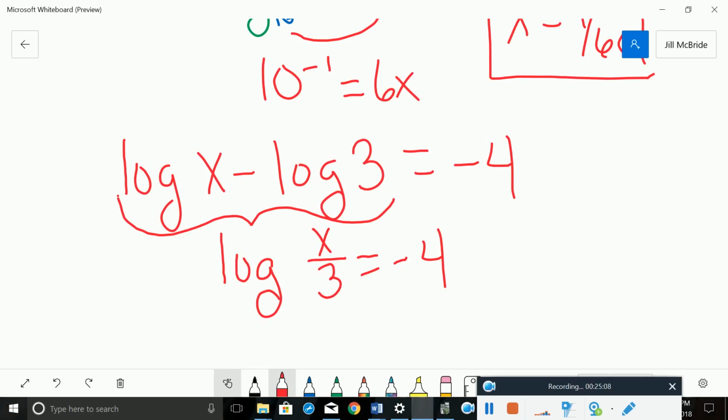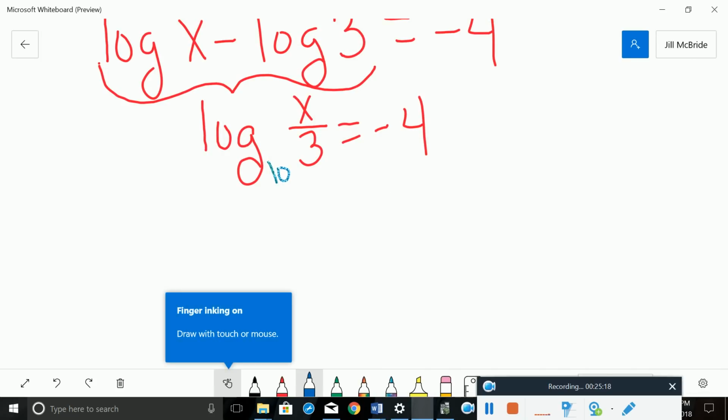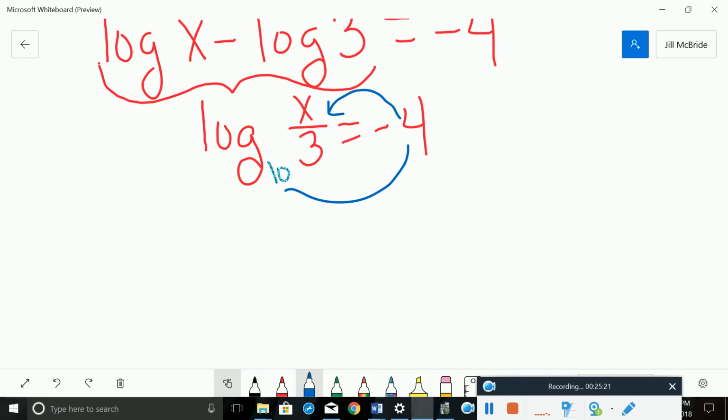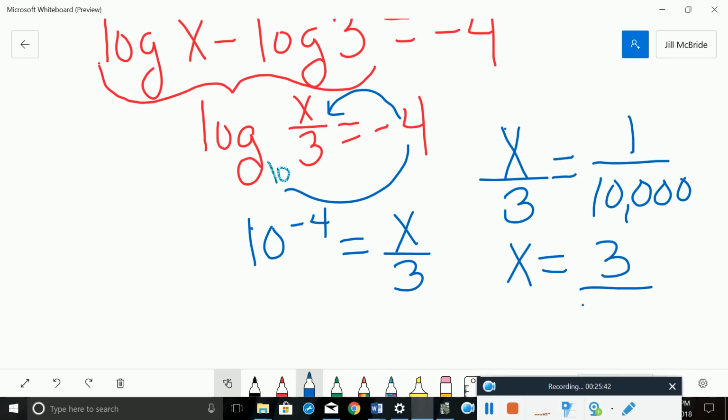Once I have a single logarithm, again, we know the base is 10. So once I have a single logarithm, I can now change it to an exponential. 10 to the negative fourth equals x over 3. That tells me that x over 3 equals 1 over 10,000. Multiply both sides by 3. X is 3 over 10,000.